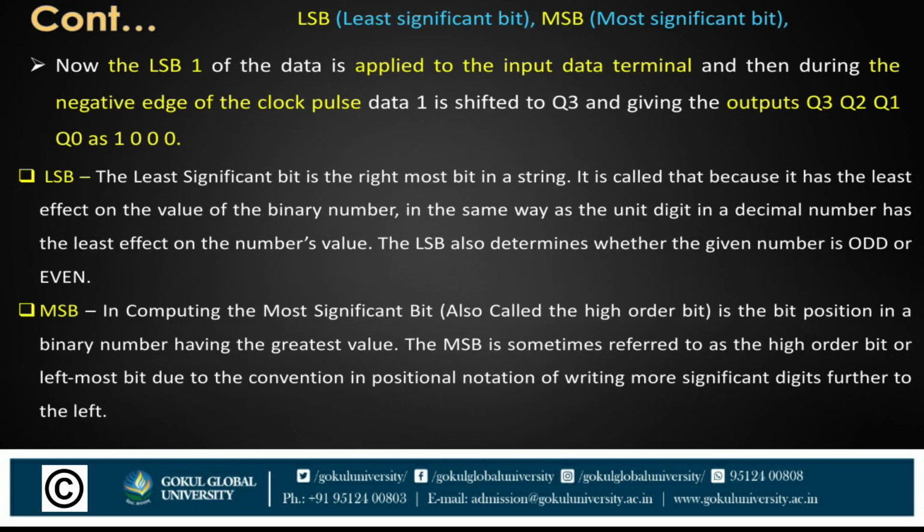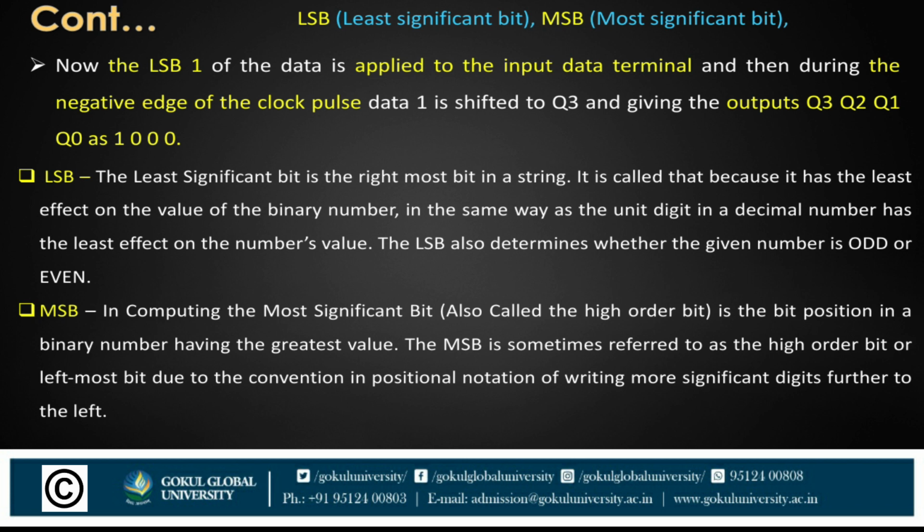Now, LSB 1 of the data is applied to the input data terminal, and then during the negative edge of the clock pulse the data 1 is shifted to Q3, giving the output Q3, Q2, Q1, Q0 as 1 and 000. Here one question may also come to your mind, student. Okay, what is LSB, sir, and what is MSB?